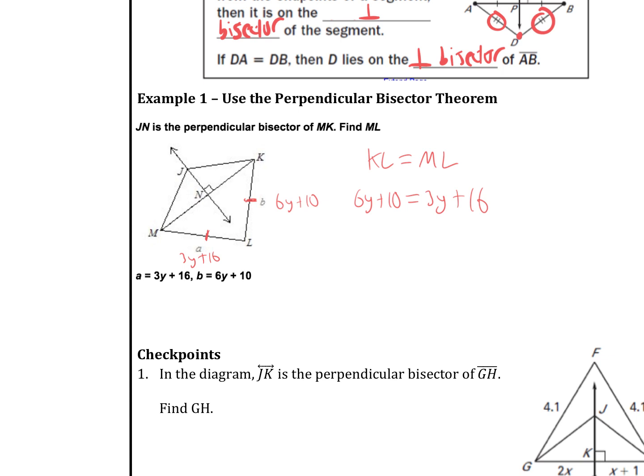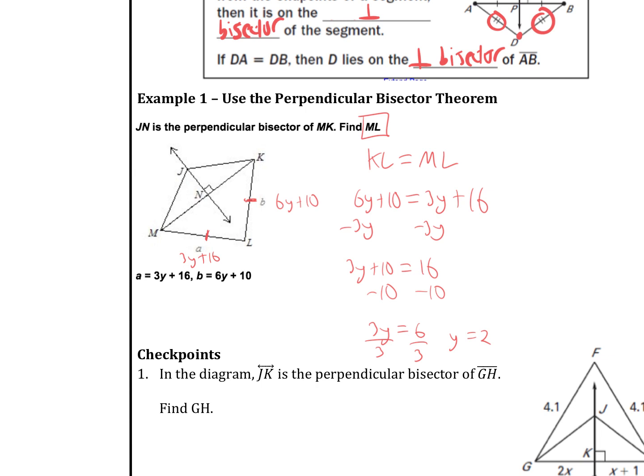All right, and also we're looking for ML, by the way, so we need to do that. Okay, let's solve for y. We're going to subtract 3y from both sides. So we have 3y plus 10 equals 16. What's next? Minus 10. 3y equals 6. How do we solve for y? Divide by 3. So we get y equals 2.